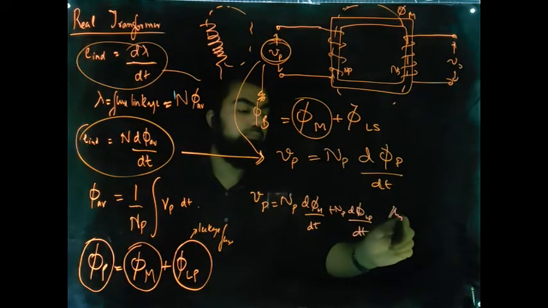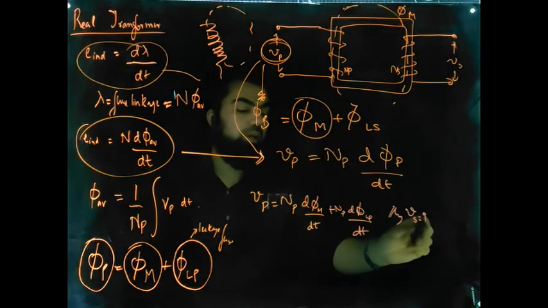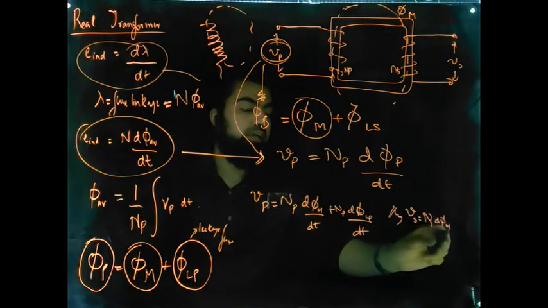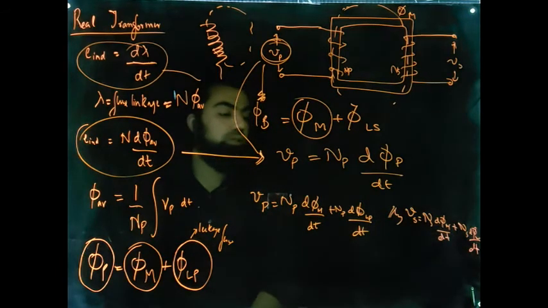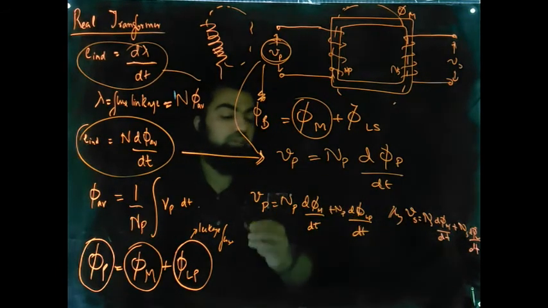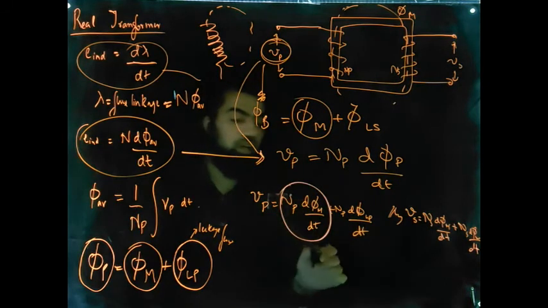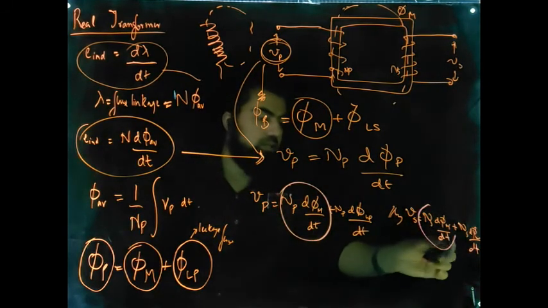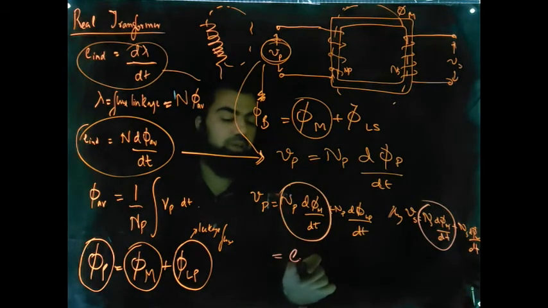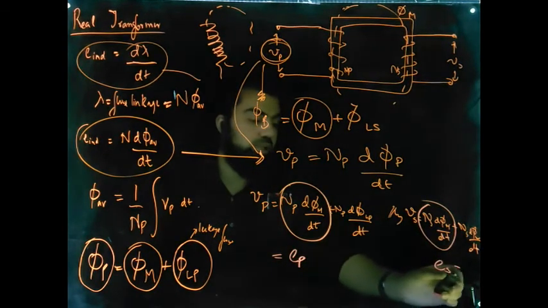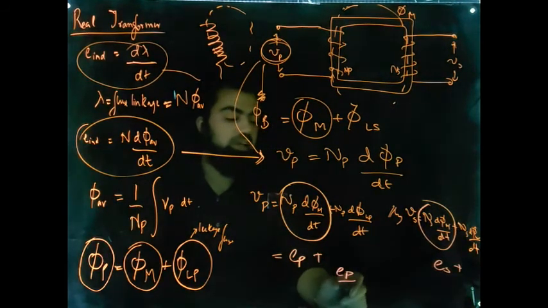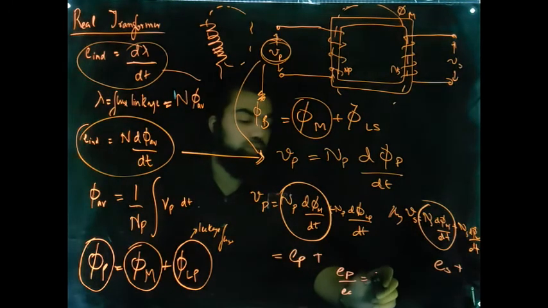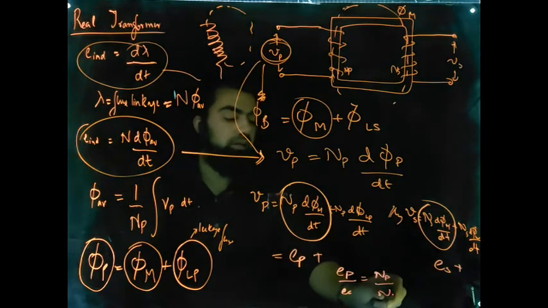Similarly, Vs will be equal to Ns d phi m by dt plus Ns d phi ls by dt. So these are your voltages Vp and Vs. Now these voltages Np d phi m by dt and Ns d phi m by dt, if we represent them by Ep and Es, we can see the relationship between Ep and Es will be Ep divided by Es is equal to Np divided by Ns.